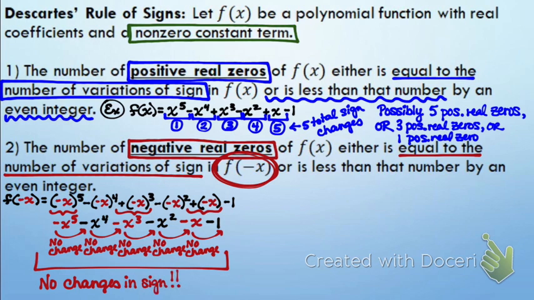So how many possible negative real zeros do I have? Absolutely correct. I have none. There were no changes in sign, and so I have no possible negative real zeros. Does that mean there's 5 possible real zeros? No, but we'll talk about that in just a minute. So that means there's 2 imaginary.